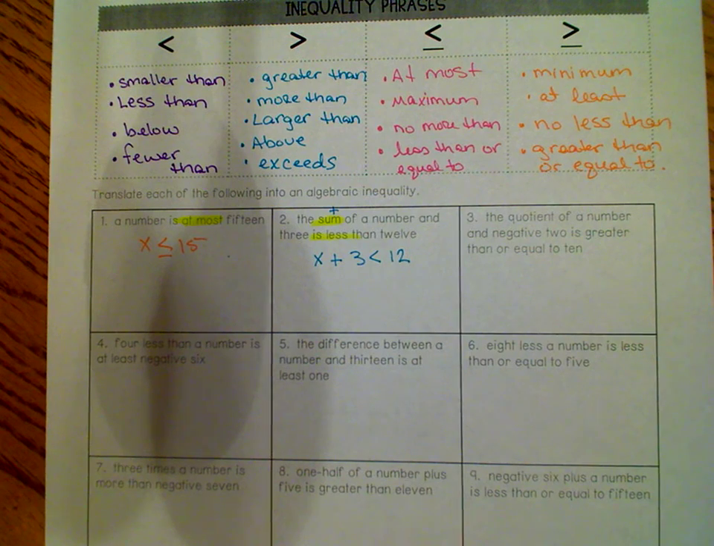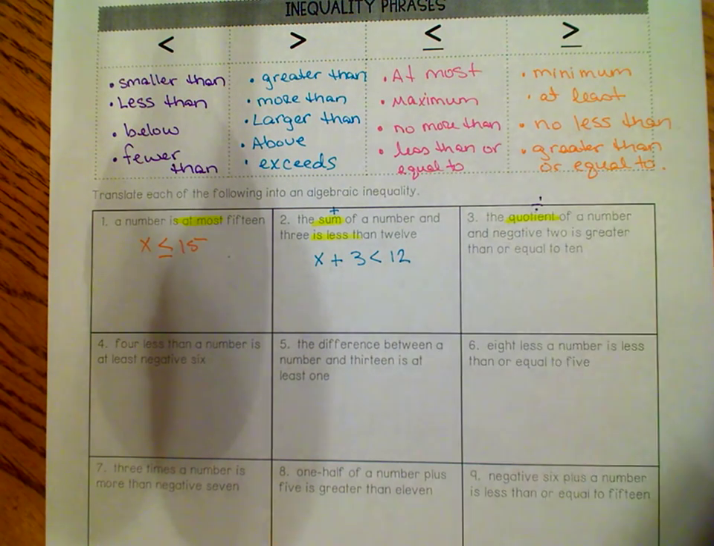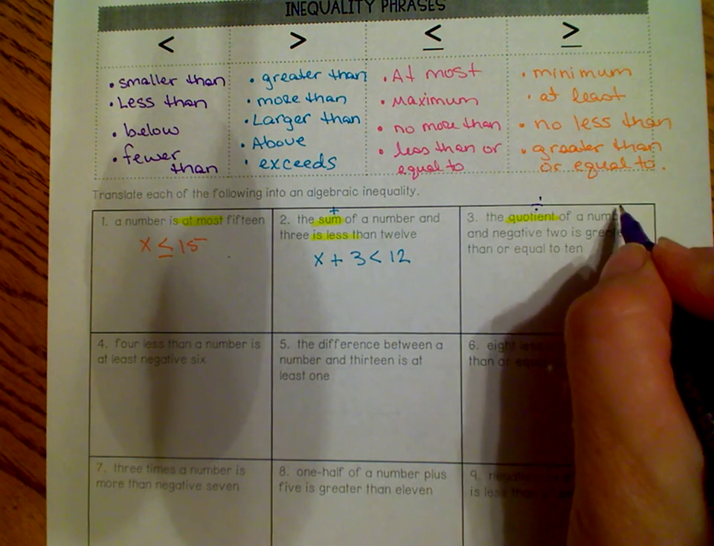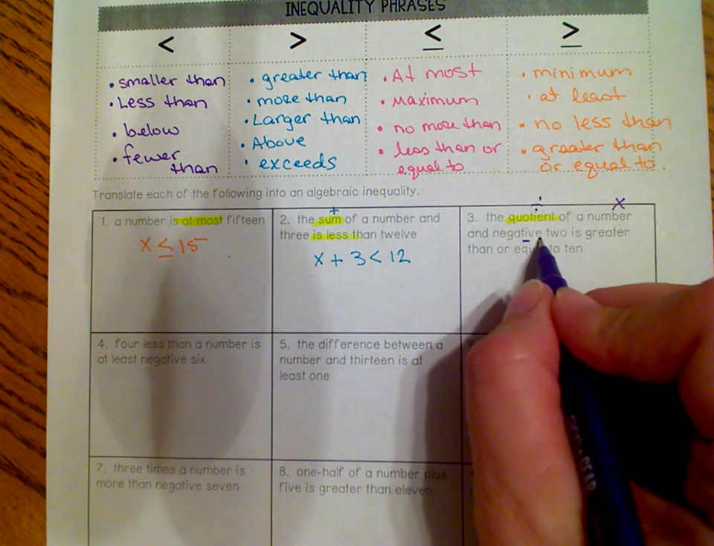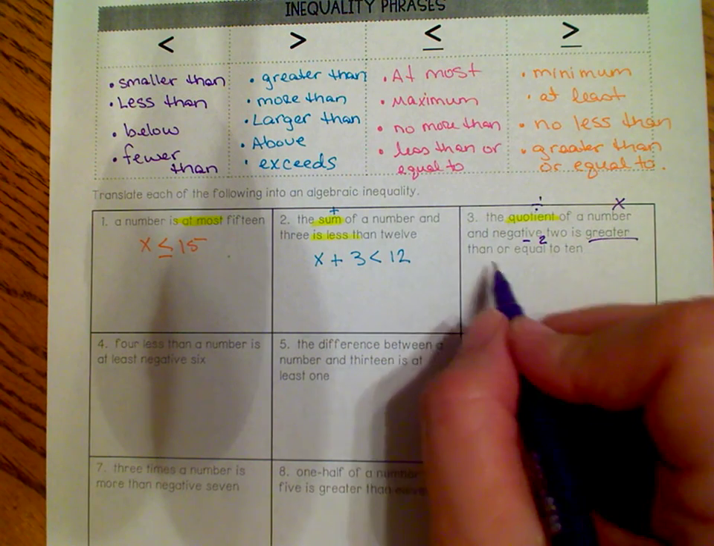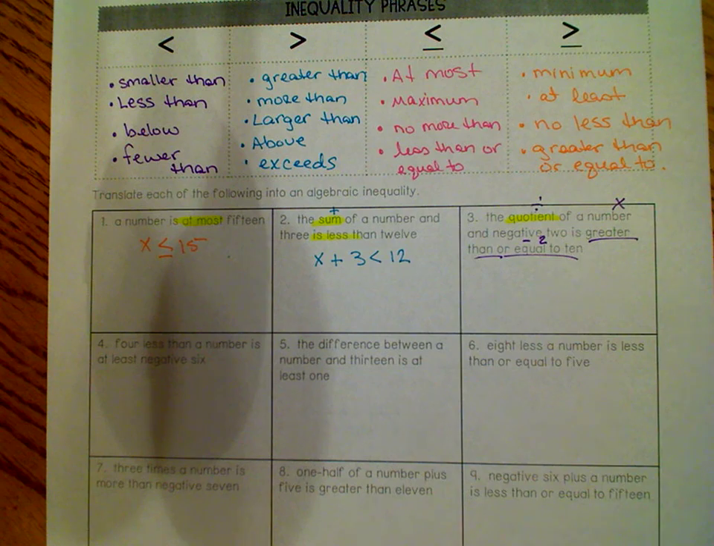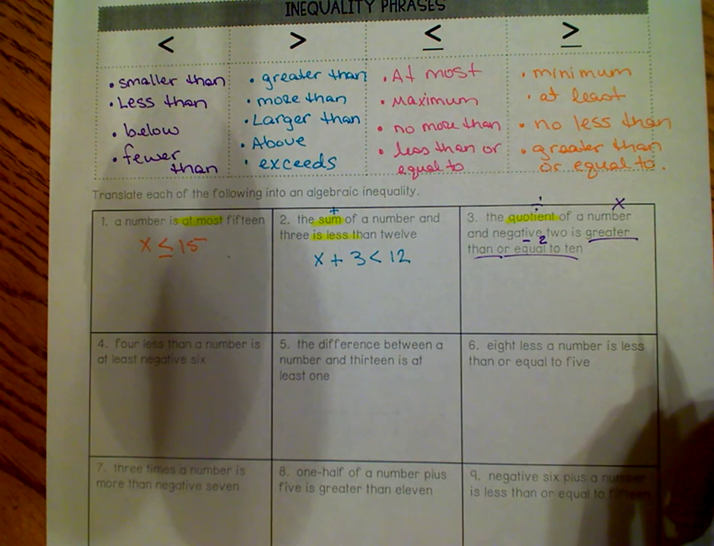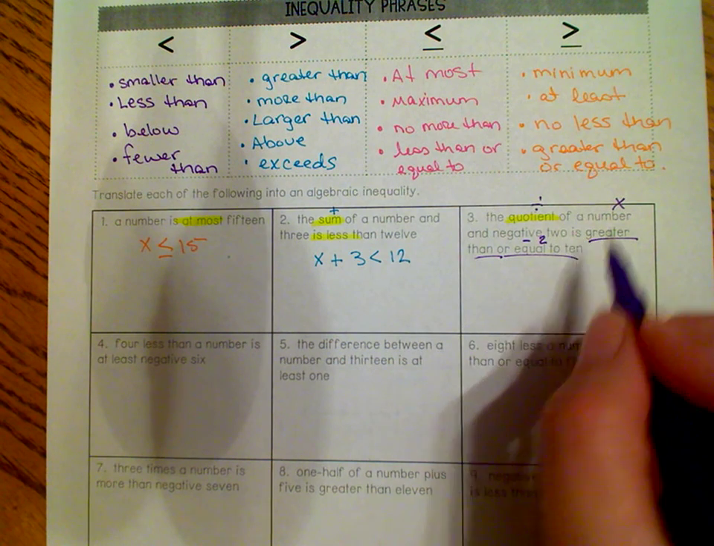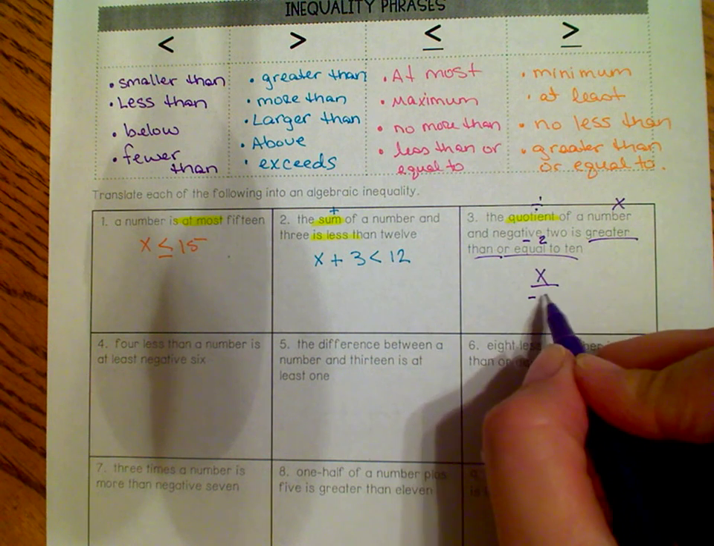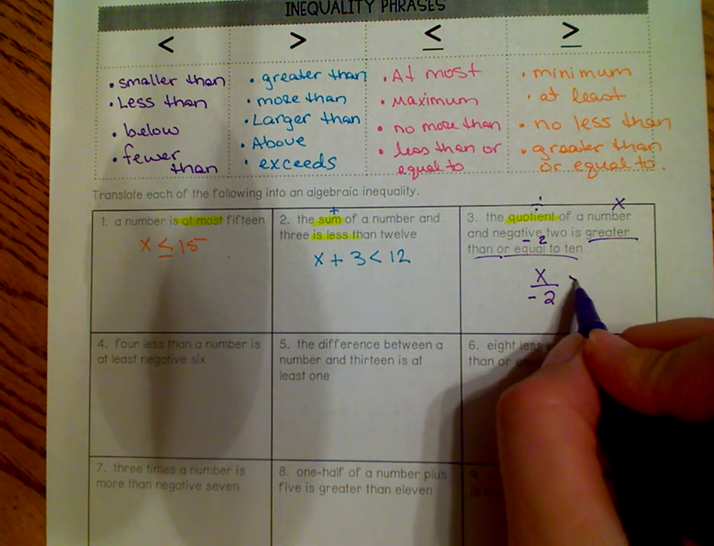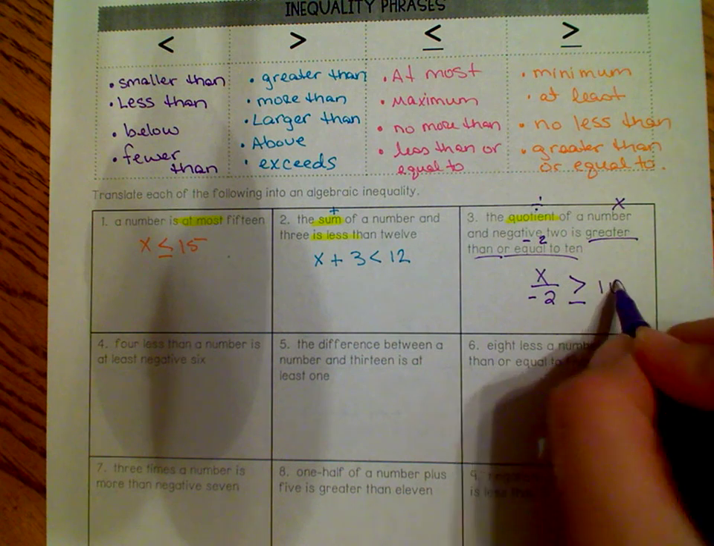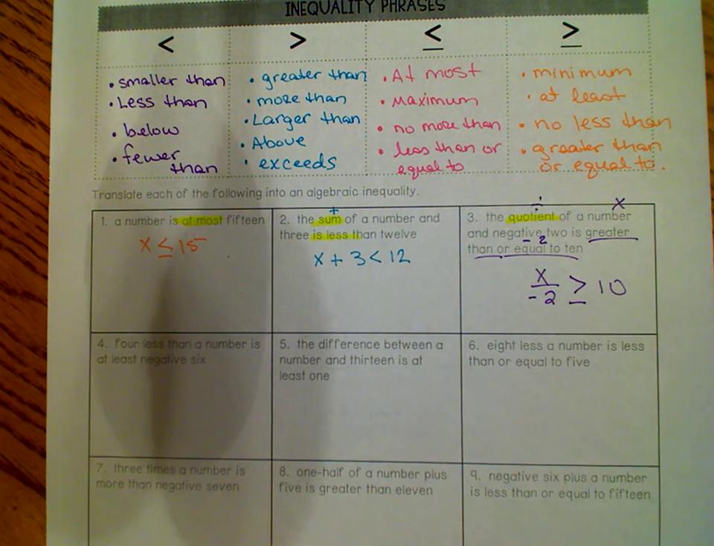Number 3, the quotient, you know that's a keyword for division, right? So division of a number, there's your x, and negative 2 is greater than or equal to 10. So we know it's going to be a division problem. The quotient of a number and negative 2 is greater than or equal to 10. Just look for those keywords.